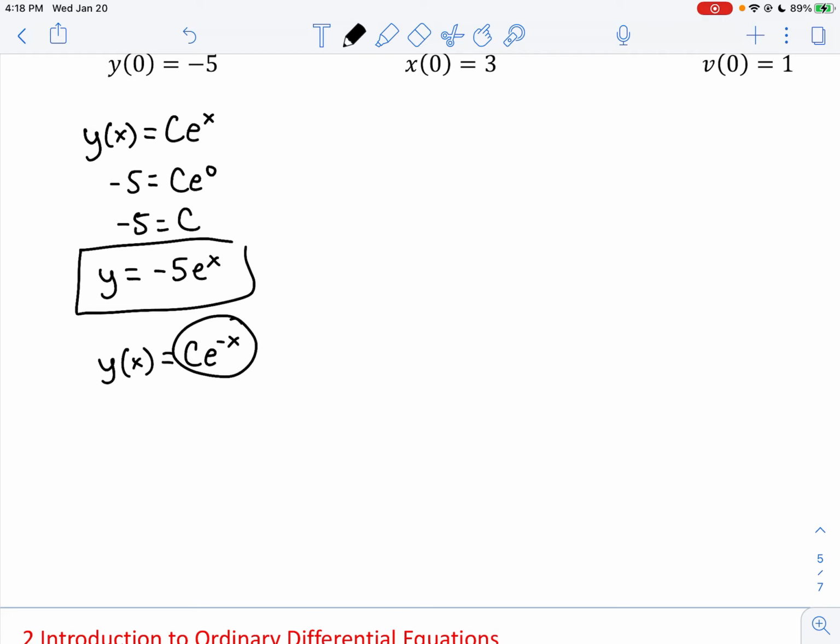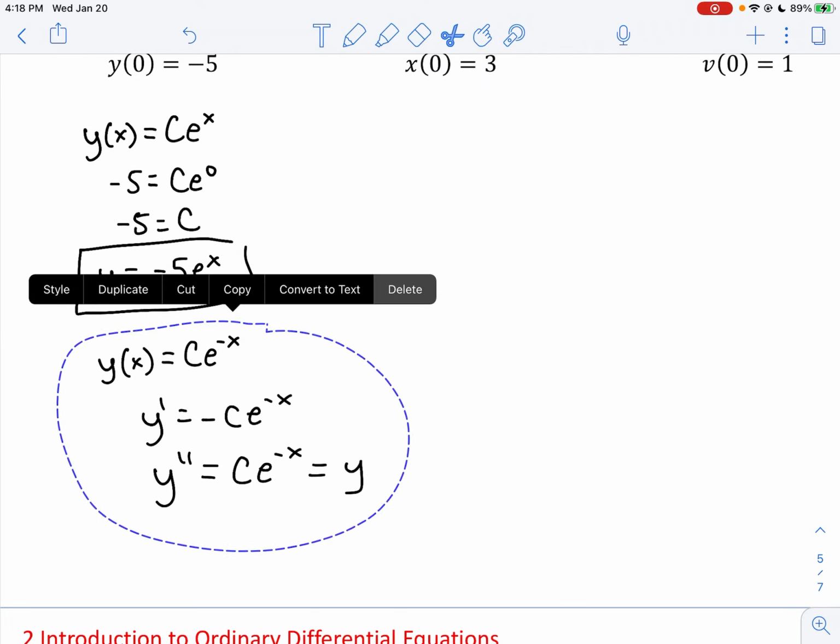Try it. Do the first derivative of c e to the negative x. First derivative would be negative c e to the negative x, right, using the chain rule. And then the second derivative, another negative would multiply going back to c e to the negative x. So we get back to the original. Okay, so there's another one. Of course, I'm not asking you to find all of them. I just asked you to find one.